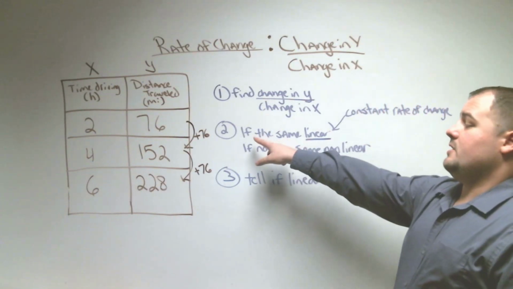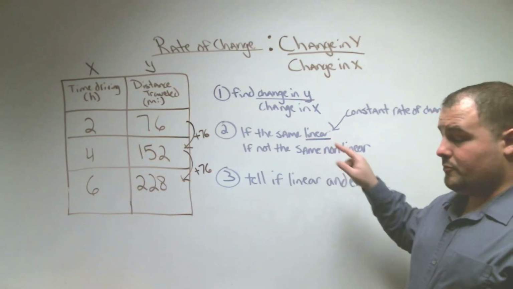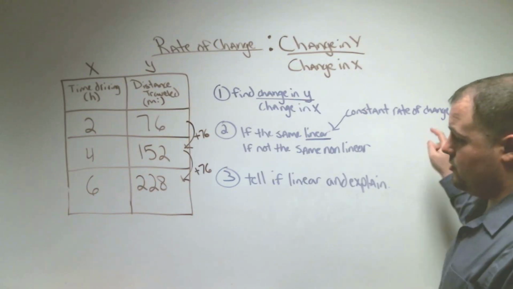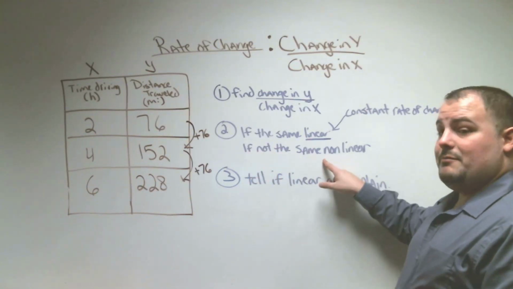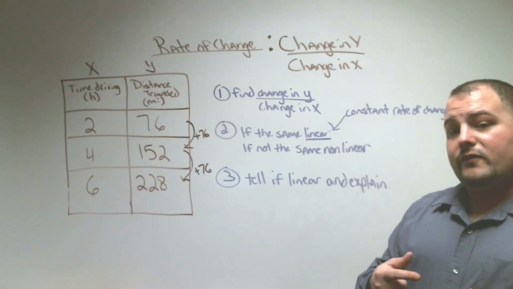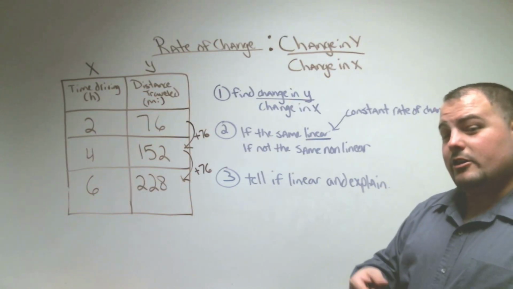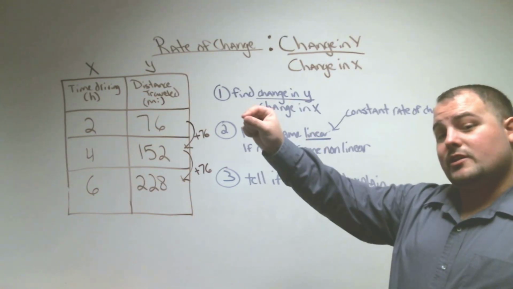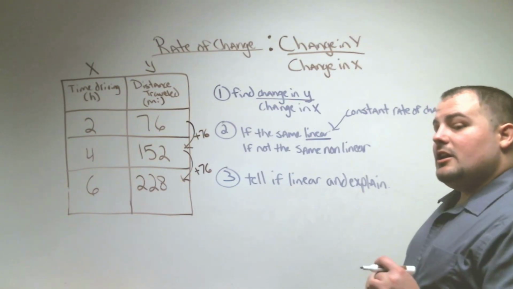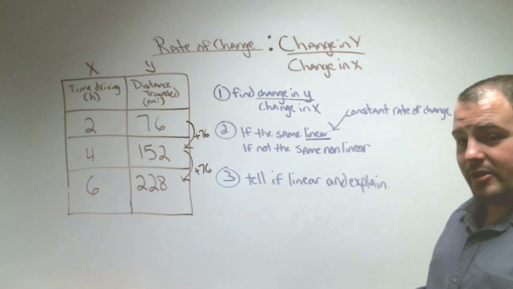Well, if we look here, it says if we have the same number, it's going to make a straight line. That's what linear means. And if we can call it linear, we're going to say it has a constant rate of change. If it's not the same, it's going to be nonlinear, which means it doesn't have a constant rate of change. So we have to determine not only what this rate of change is, but if it's linear or nonlinear. So is it going to make a straight line, or is it not? We need to tell if it is, and why or why not. It's the same or it's not the same. That's what we're going to explain.